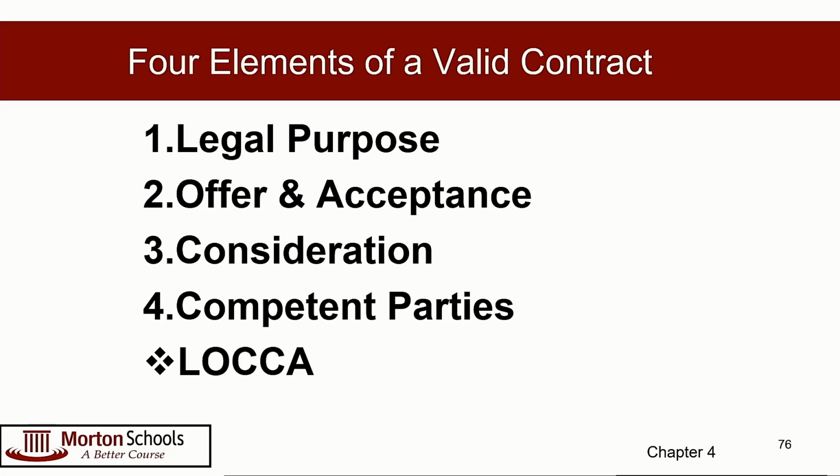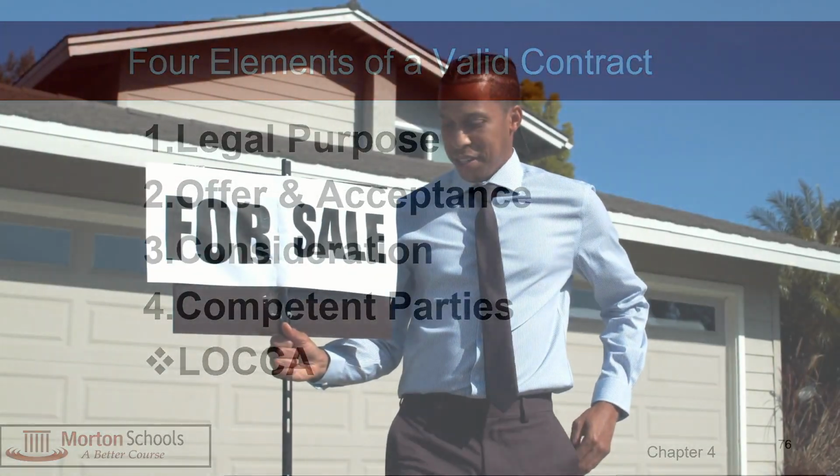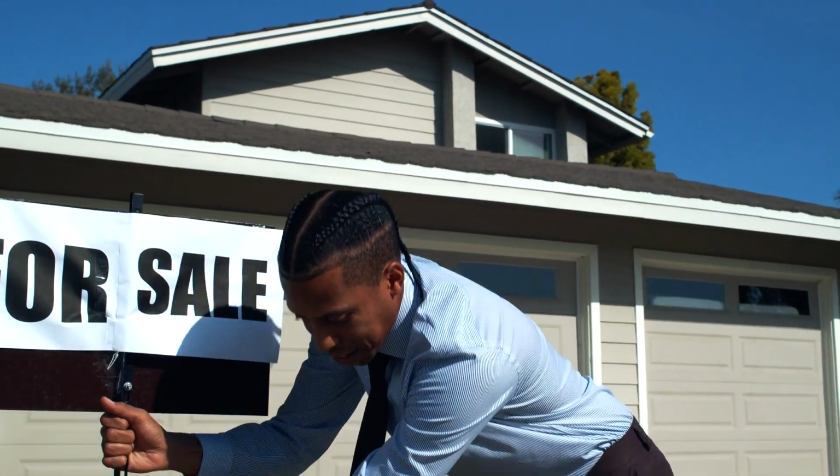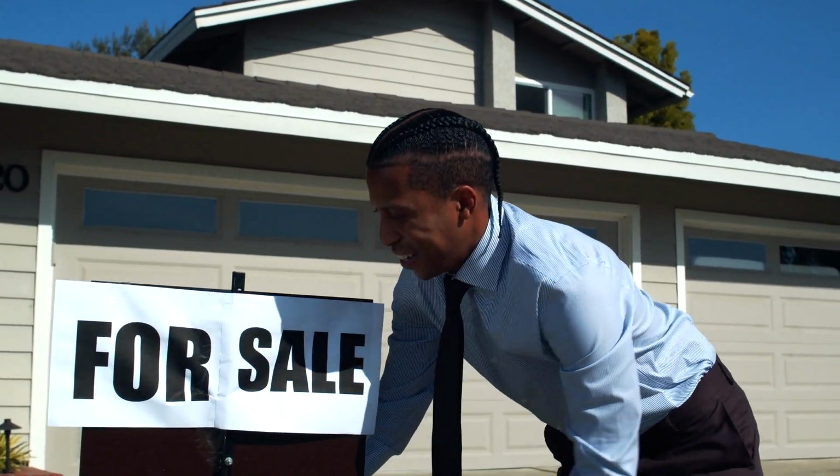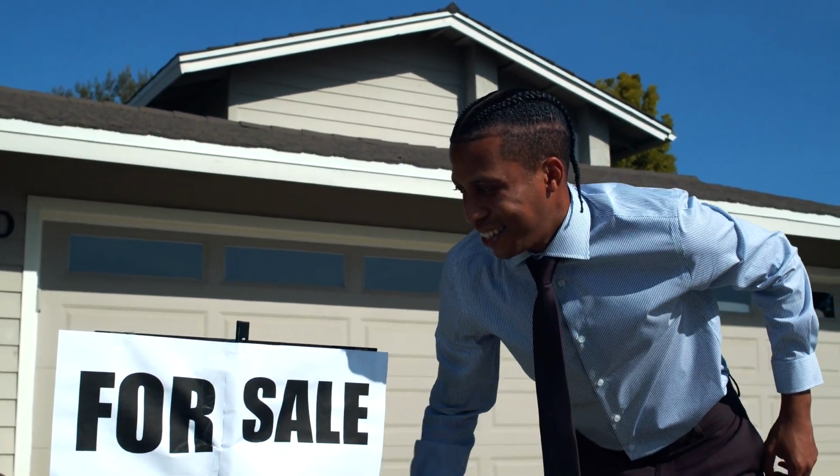Now let's talk about these elements one at a time. We're going to start with offer and acceptance. These terms, offer, acceptance, counteroffer, these are terms that we use all the time. For example, let's pretend you have a house for sale. Just to make up a number, let's say you have it on the market for $400,000, and somebody comes along and says, "Hey, I'll give you $380." They're making a what? They're making an offer.